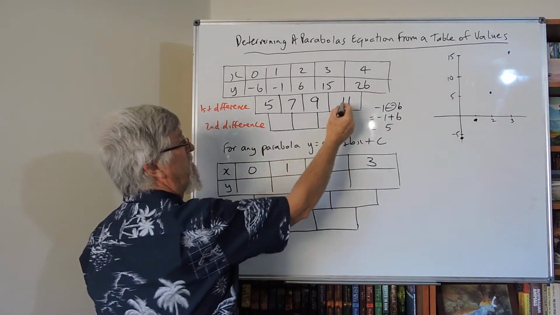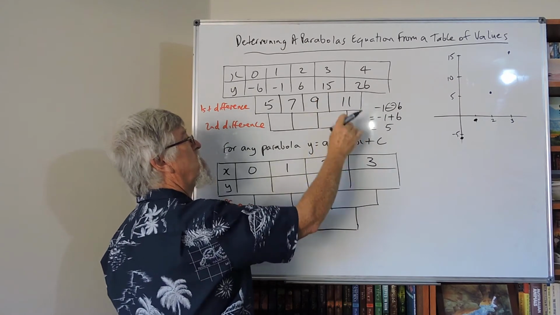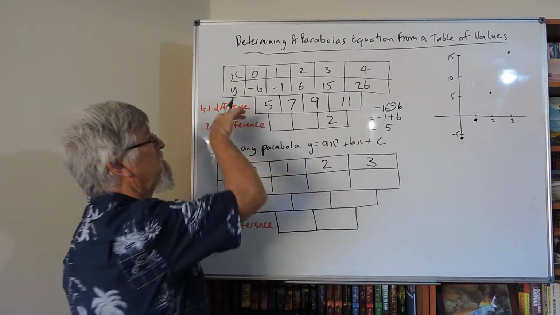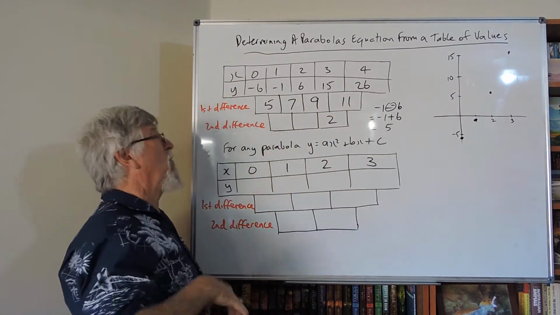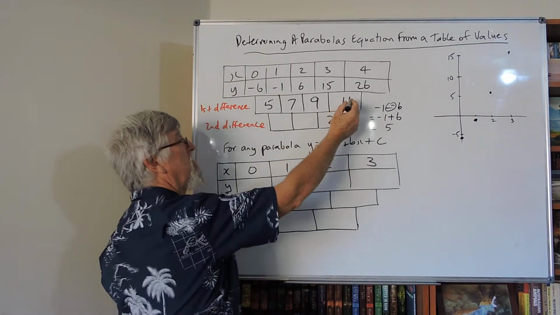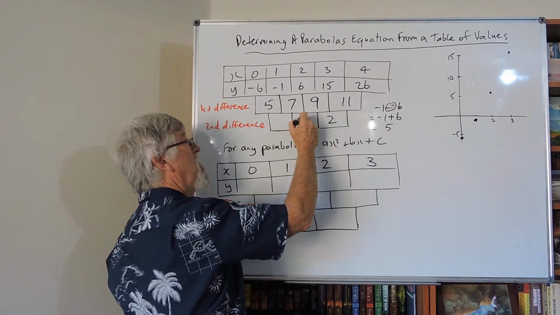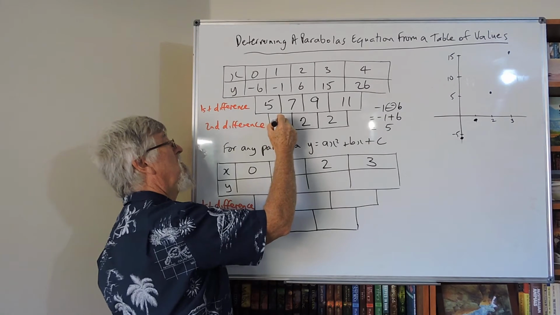Now we do the second differences. 11 take 9. What's the difference between 9 and 11? It's 2. Is it going up or is it going down? Because they're going up, it's a positive. What do we do in simplicity? 11 take 9 is 2. 9 take 7 is 2. And 7 take 5 is 2.